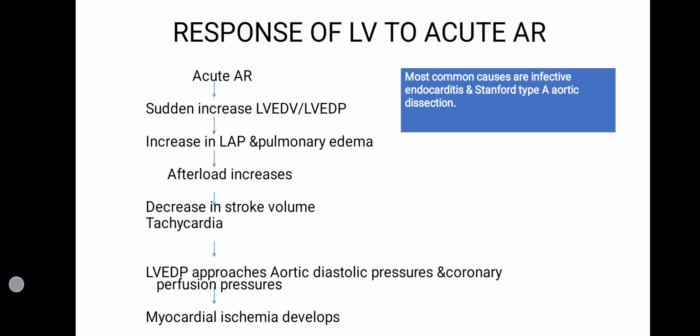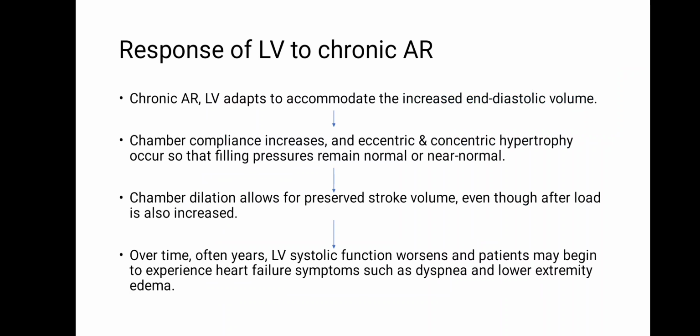The LV-EDP approaches the aortic diastolic pressure. When the LV-EDP approaches the aortic diastolic pressure, the coronary perfusion pressure will decrease, because coronary perfusion depends upon the difference between the aortic diastolic pressure and the LV-EDP. This results in myocardial ischemia, which results in chest pain and decreased blood flow to the myocardium.